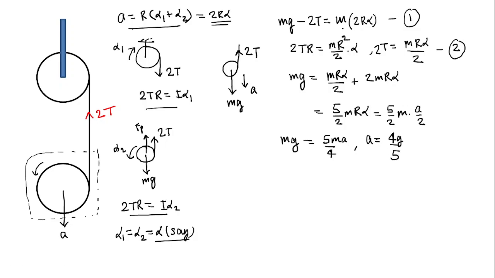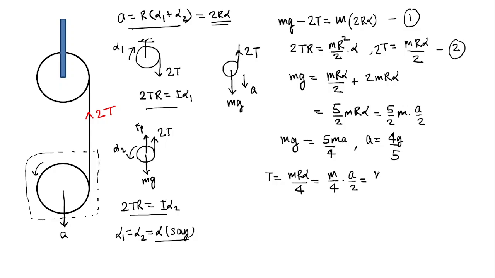Now you simply put it in this equation, so you will get all the results. So like here you see 2T is what? mr alpha by 2. So T is equal to mr alpha by 4. So just write it. T is equal to mr alpha by 4. r alpha is what? See here. r alpha is a by 2. So it is m upon 4. r alpha is equal to a by 2. And a is what? 4g by 5.